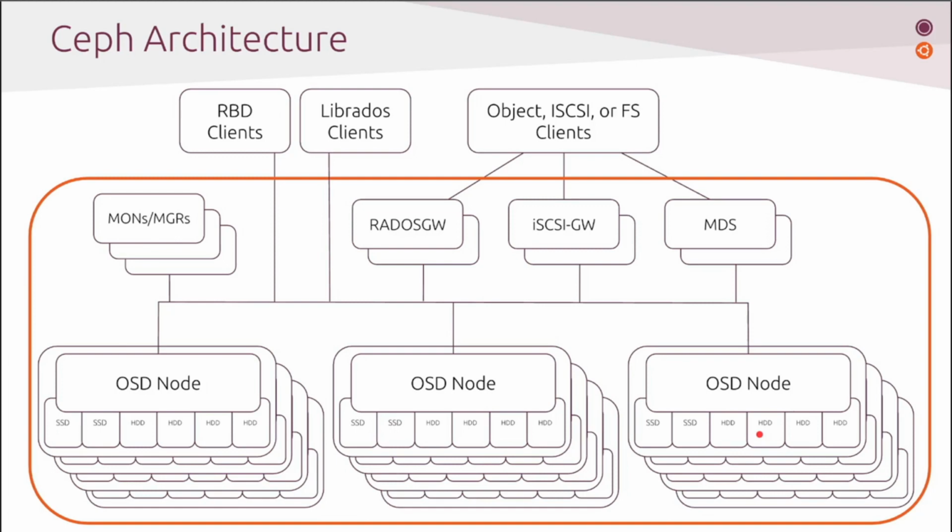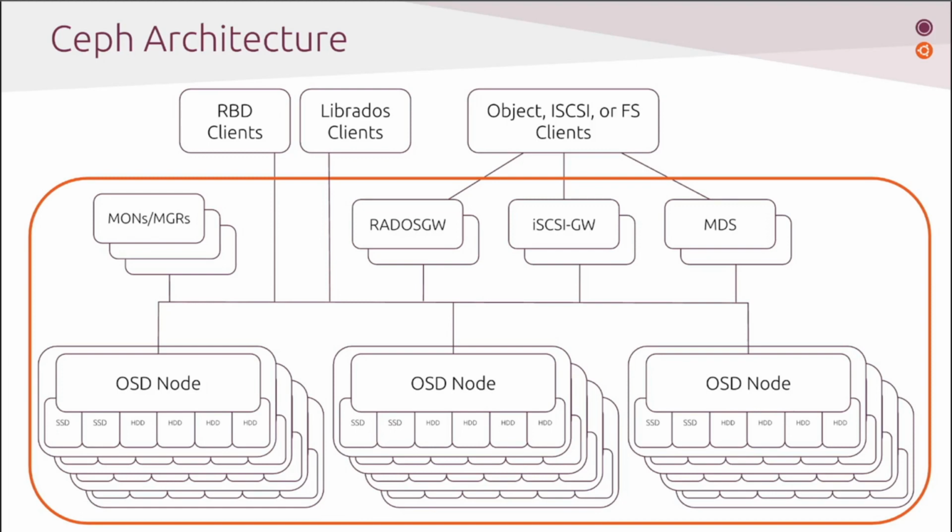So with these mandatory components, that's a bunch of OSDs, the mons, the managers, you have a cluster that is capable of exposing block devices to RBD clients. So what about the other access methods?